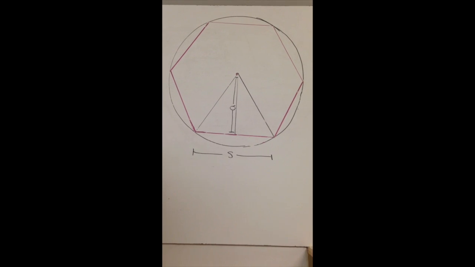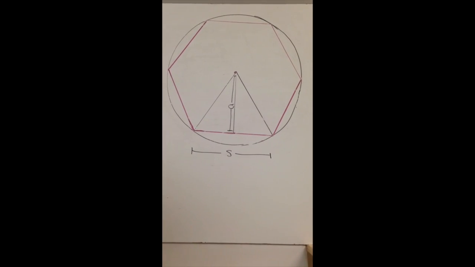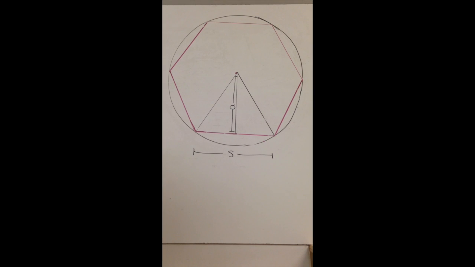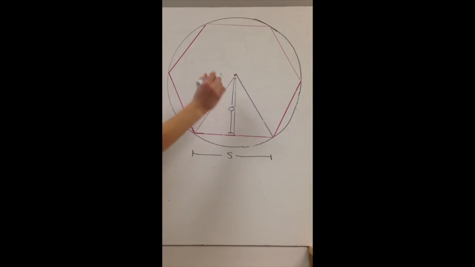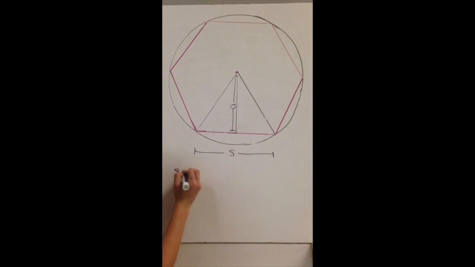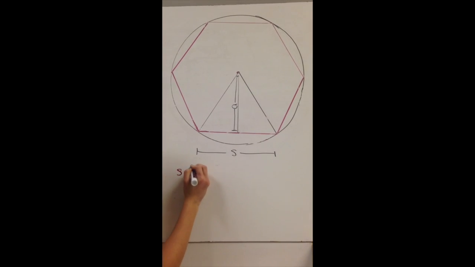We know that the area of a triangle is base times height times half. Now, if we substitute in the values that were given, we know that the area of this triangle is equal to side times apothem times half.